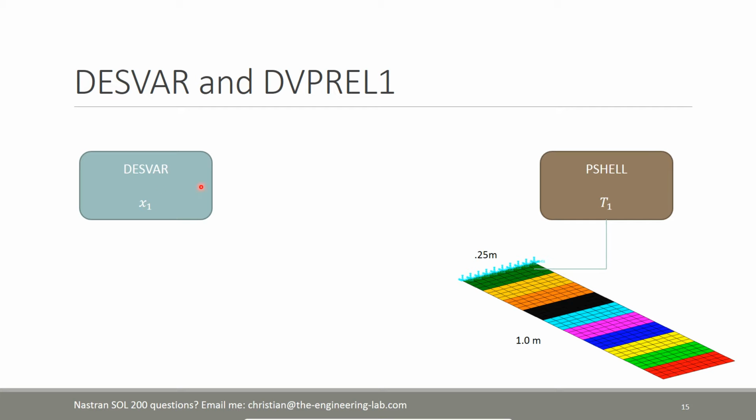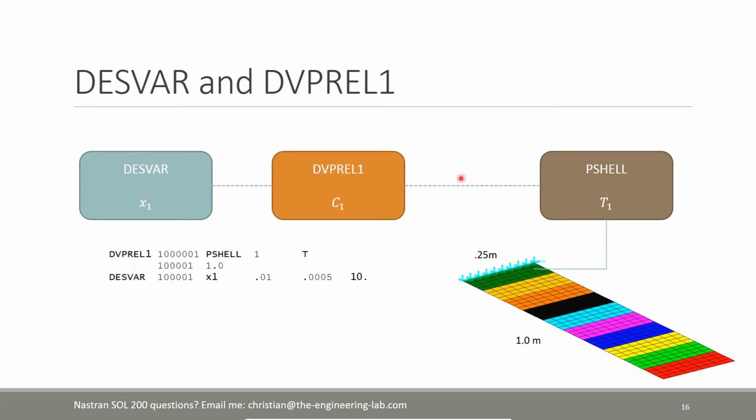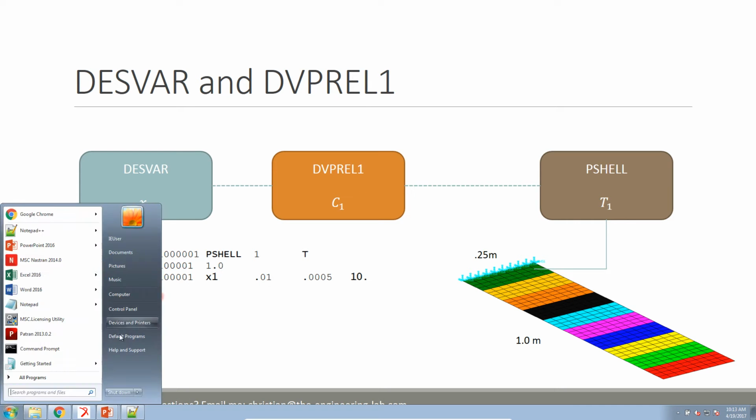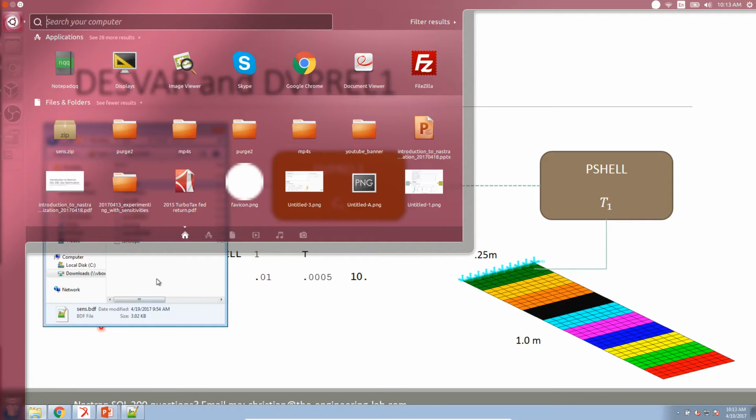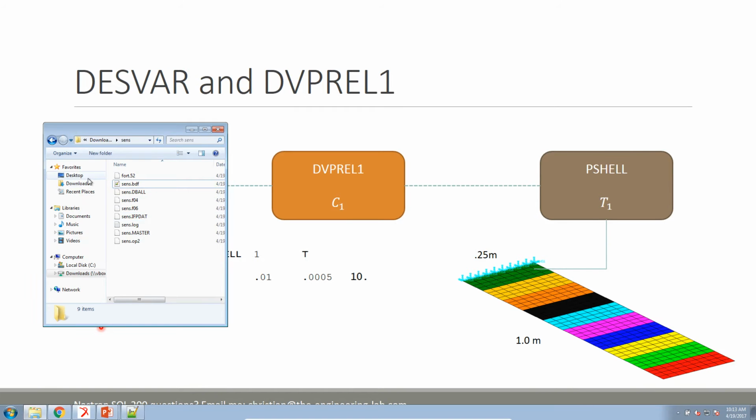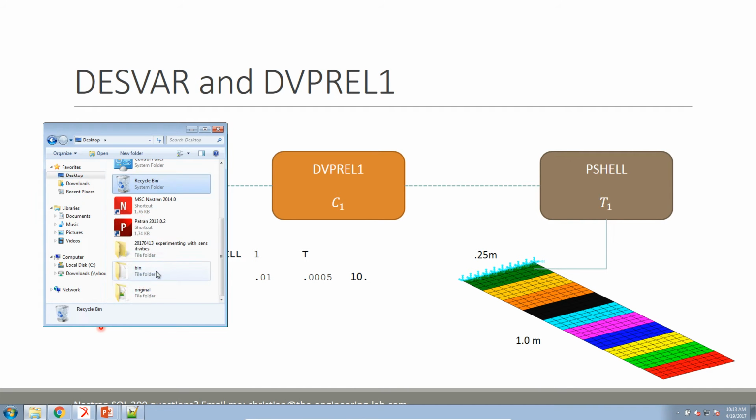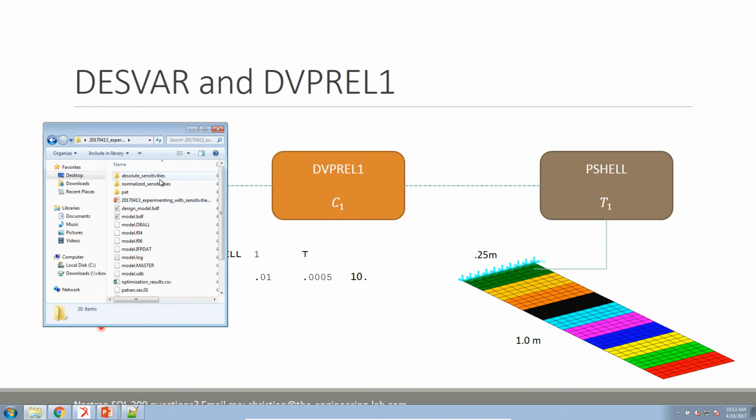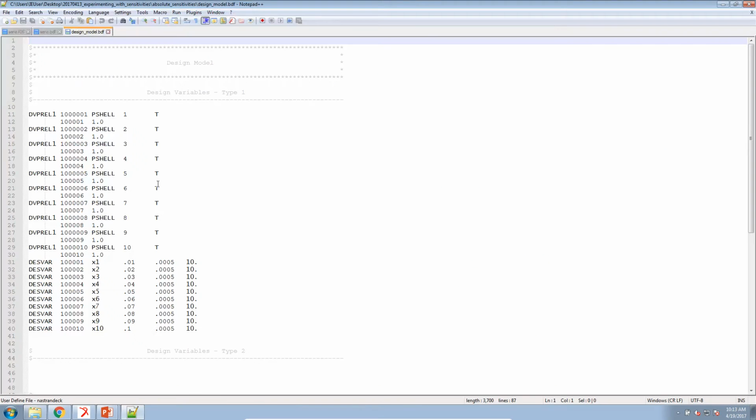These two by themselves, a DSvar and a P shell, are not connected yet. You need something to relate the design variable to the parameter. And this is where the dvpro1 entry comes into play. Now let me see if I can find an actual example here where I have a DSvar and a dvpro1.